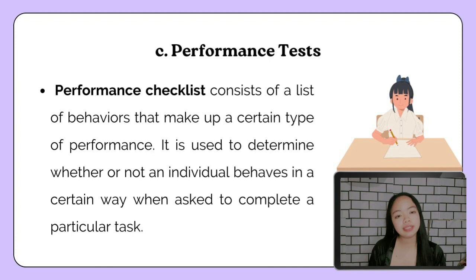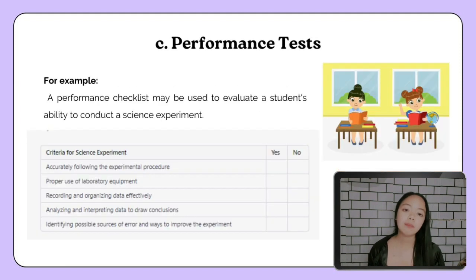This type of assessment is useful in evaluating skills that require a specific sequence of actions. It is also helpful in assessing progress in learning and monitoring the acquisition of skills. For example, a performance checklist may be used to evaluate a student's ability to conduct a science experiment. The checklist would include a list of specific steps, such as the steps in the table below.